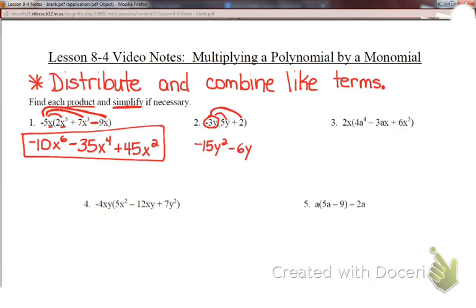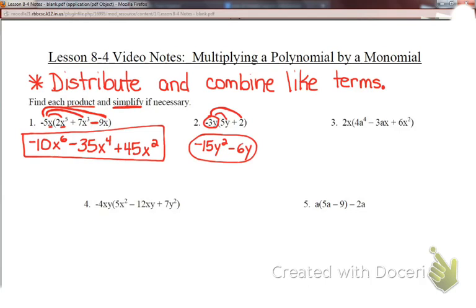Again, take a look at that. You cannot combine the two terms together because this first one has an exponent of 2 and the second one has an exponent of 1. It's invisible. Those are not the same exponents, so you can't put them together. So that's my answer. Negative 15y squared minus 6y.